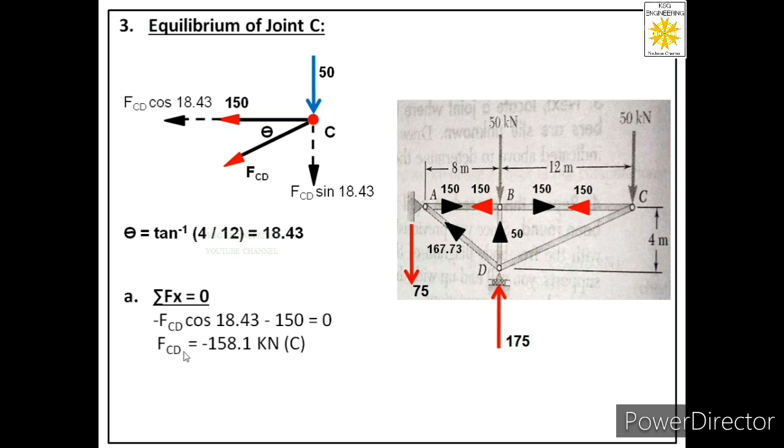You can see over here we got a negative answer. So what is the meaning of the minus sign? We have considered a tensile force for member CD, that is, away from the joint. But now we got a negative sign. That means that assumption is wrong. So FCD is a compressive force. It is acting towards joint C. So we have found that in member CD we have a compressive force. It is acting towards joint C and its magnitude is 158.1. So I hope this numerical is clear to you.